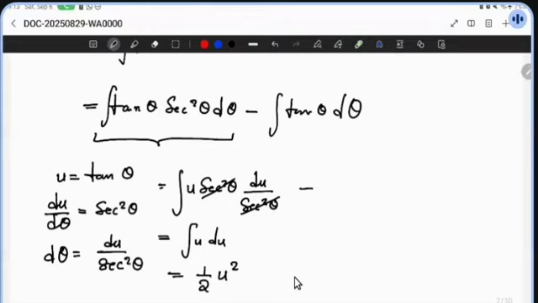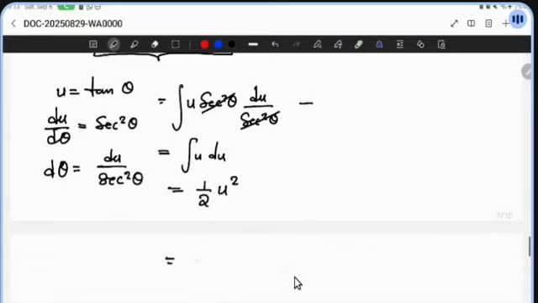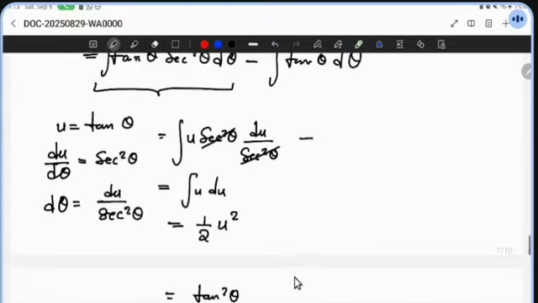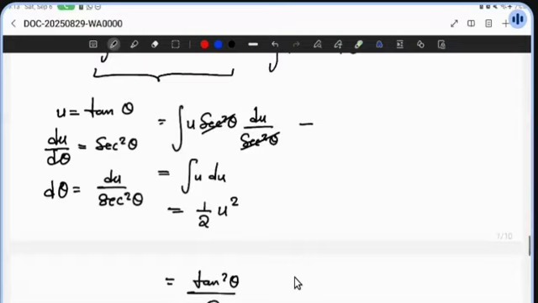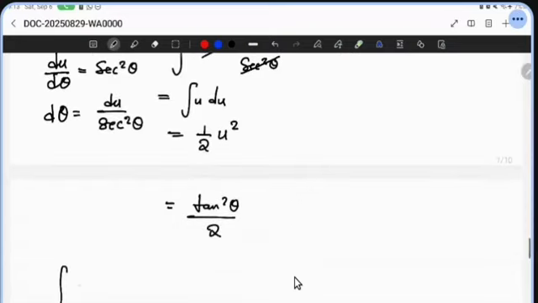Oh, this one we can actually proceed a little bit. Since we said u was tan theta, this would be tan squared theta over 2. So now we have the integral of tan. If you don't have it memorized, you can remember that tan is sine theta over cos theta d theta, and then integrate this.